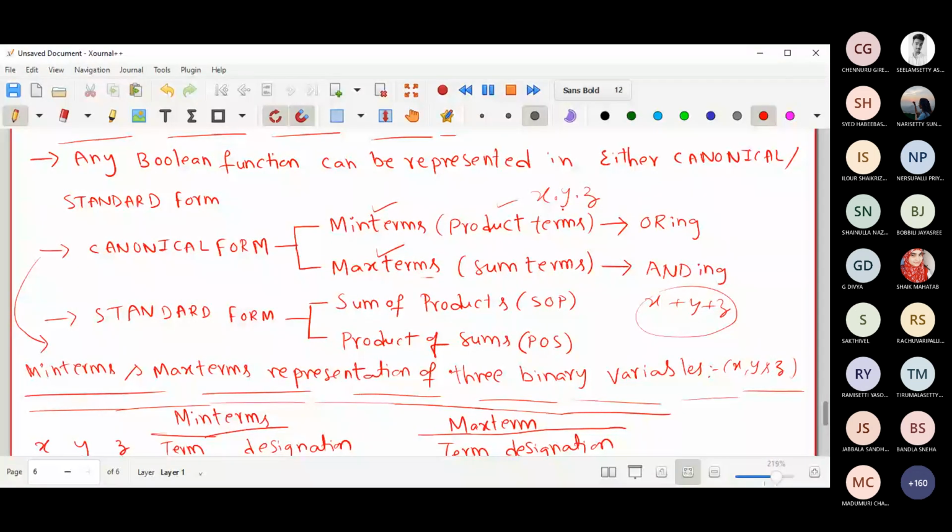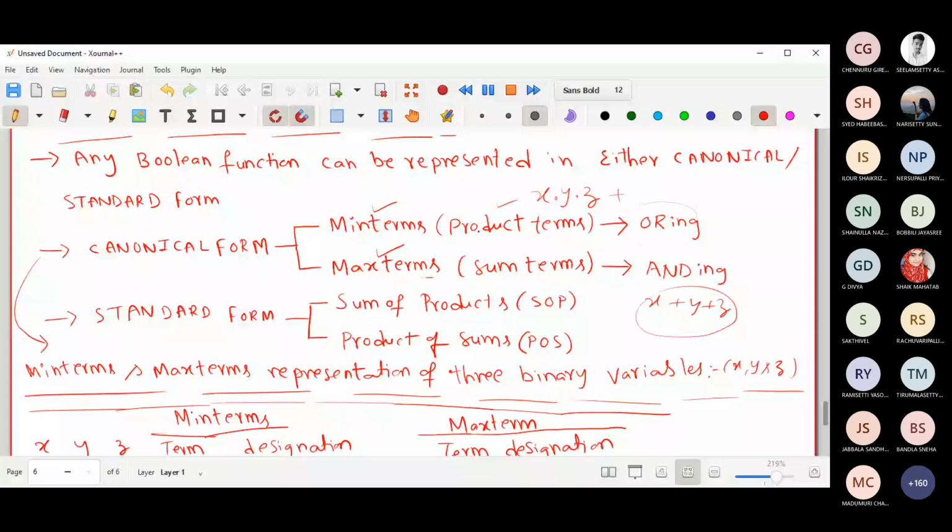So how to represent a canonical form using min terms: you have to do ORing. A Boolean function may contain a single min term, or more than one min term. Is it clear? If there is more than one min term or product term, then you have to do ORing, which is nothing but summing. I will discuss what ORing, summing and ANDing are in the next topic.